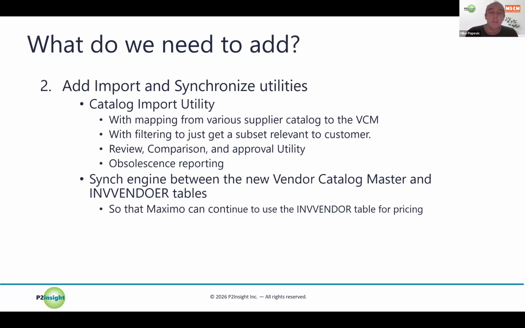Now, what else do we need to do? So now we have it. And yes, you can manually type in all the vendor catalog records, but that's a long, tedious process, right? The vendors are willing to supply to you electronically, so why not use that information and import it? So we need to add an import and synchronization utility. Let me talk about synchronization a little bit later, but first of all, import. So there's got to be a catalog import utility. The vendor gives you a CD or you download it from their internet site.